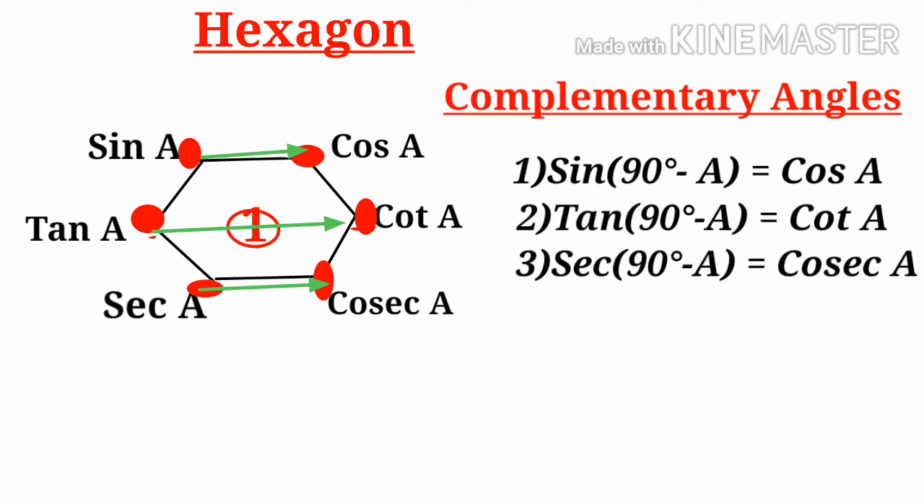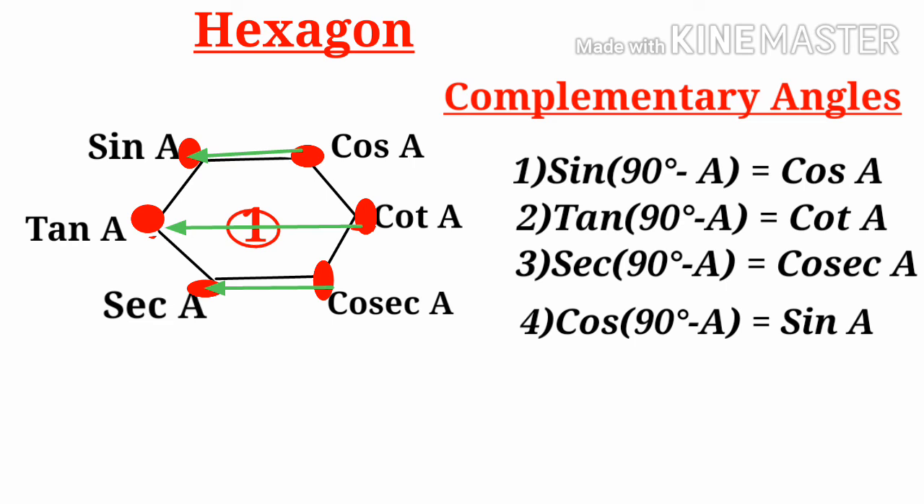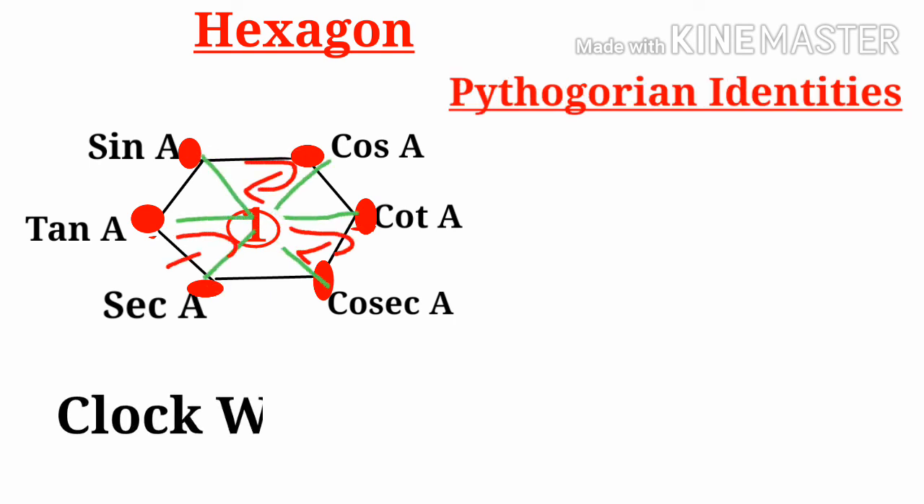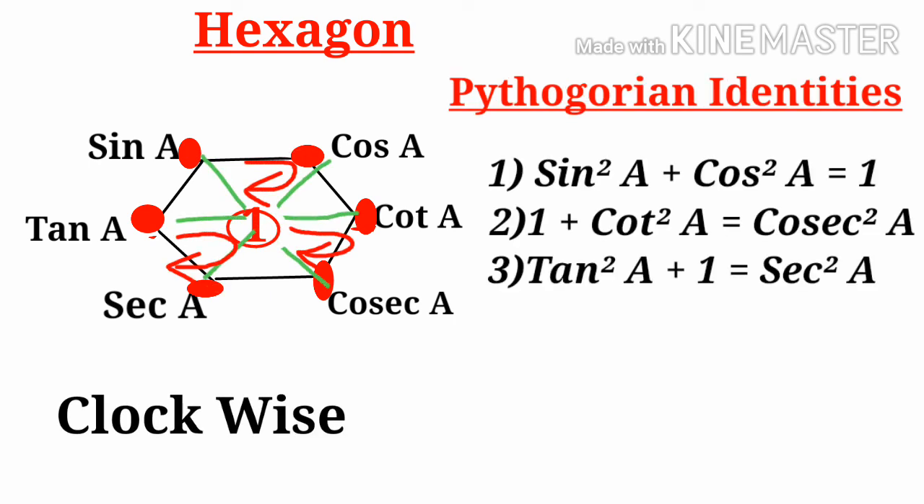Complementary angles. We draw arrows from sin to cos, tan to cot, and secant to cosecant. Then we define sin of 90 minus A is equal to cos A, tan of 90 minus A is equal to cot A, secant of 90 minus A is equal to cosecant A. In the same way, if we draw arrows from cos, cot, cosecant to sin, tan, secant, then cos of 90 minus A is equal to sin A, cot of 90 minus A is equal to tan A, and in the same way we define the rest.